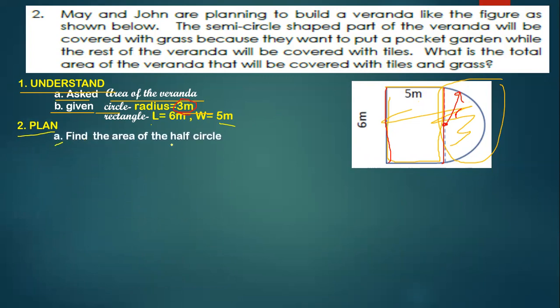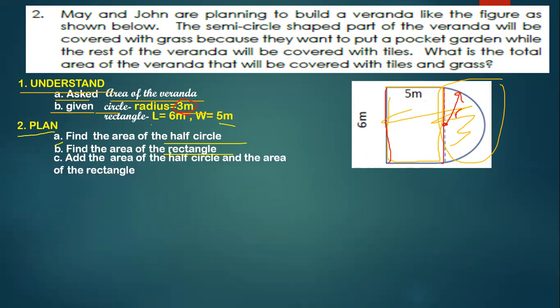Una, you have to find the area of the half circle. Kalahati lang ng circle to eh. Pangalawa, you have to find the area of the rectangle. Syempre, ang pangatlo, pagsasamahin mo na siya. You have to add the area of the half circle and the area of the rectangle. Magandang plano. Ngayon, you have to execute your plan. You have to solve na.